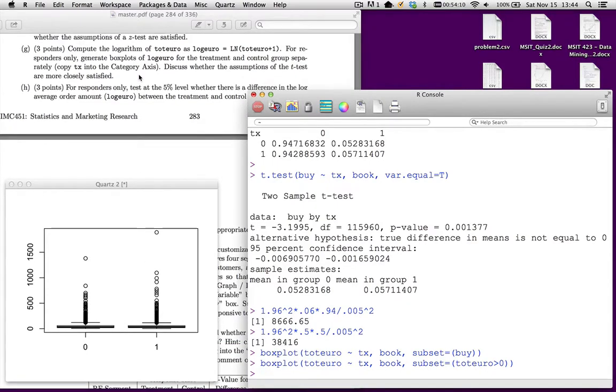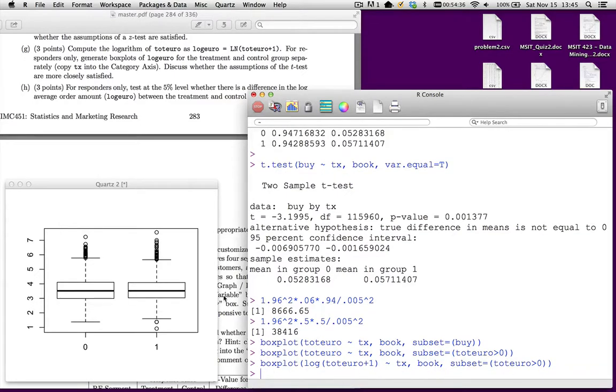Part G says compute the log and then recompute the box plots. Well, in R, this is really easy. We don't even need to compute a new variable. I'm just going to take the log of tot euro. Now, in the instructions, it was to add 1 to avoid taking the logarithm of 0. We've already removed the 0, so that plus 1 is not completely essential. What we see is now the distributions for both the treatment and control groups are much more normal. We could potentially rely on the central limit theorem and work with unlogged values, but remember the CLT converges quite slowly when you have outliers like this, so I'd much rather work with the log distributions.